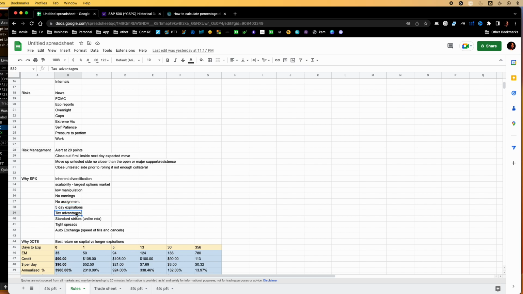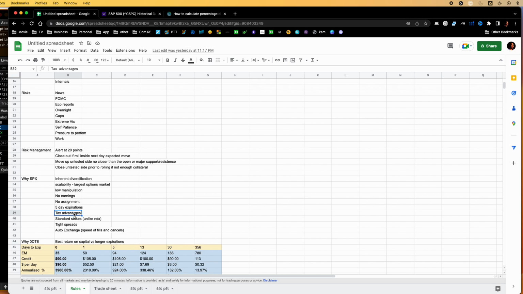Tax advantages. When you trade index options, you're going to get a tax break. I can never remember the ratio. I think it's 40% short term, 60% long term, but it could be the other way. But anyway, you're going to be taxed at the capital gains rate on either 40 or 60% of your profit when you trade index options.